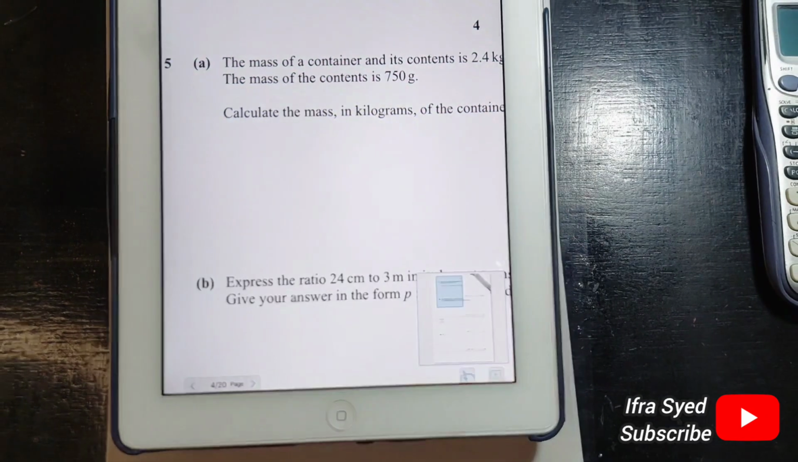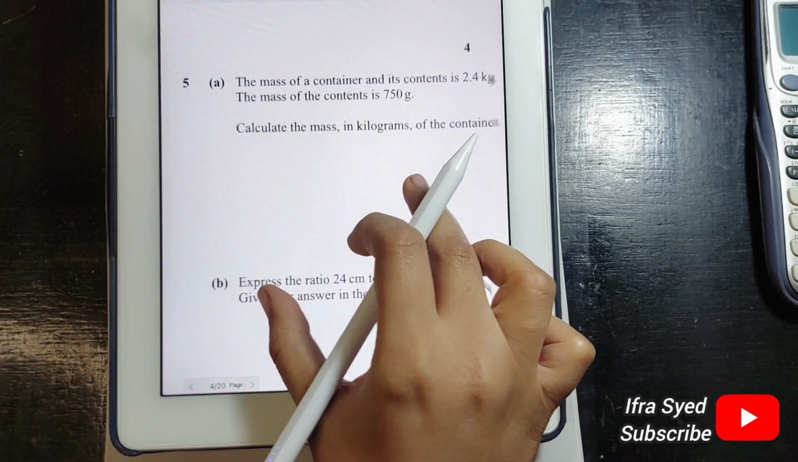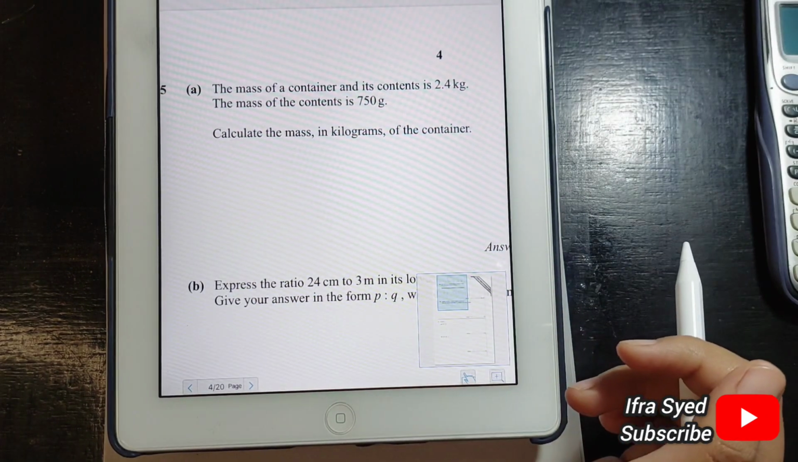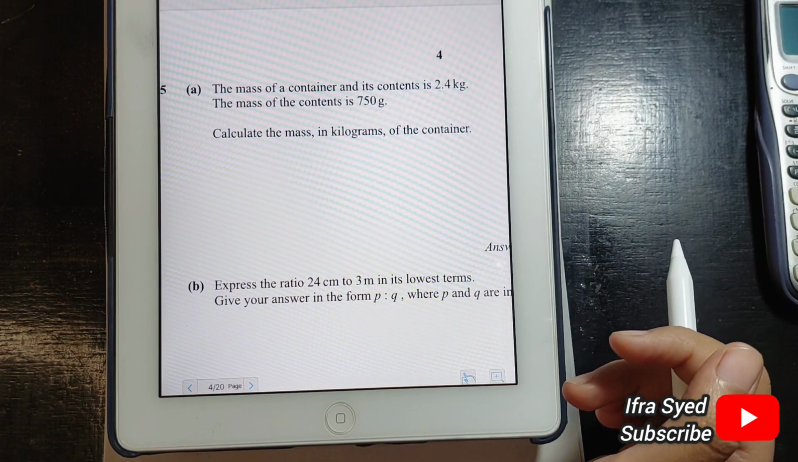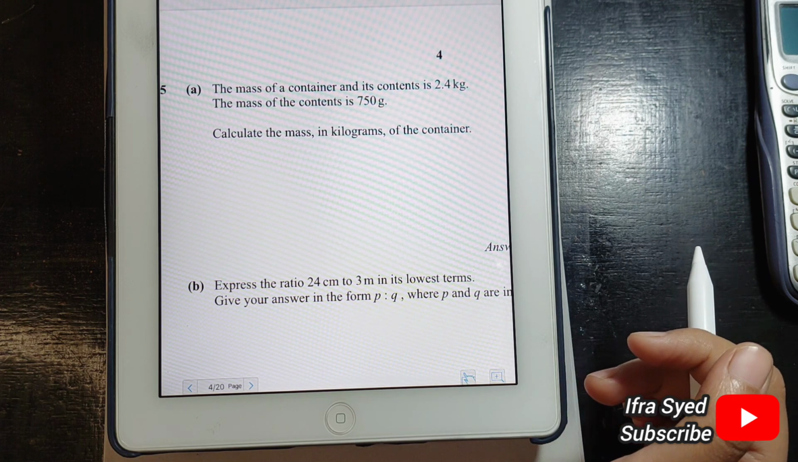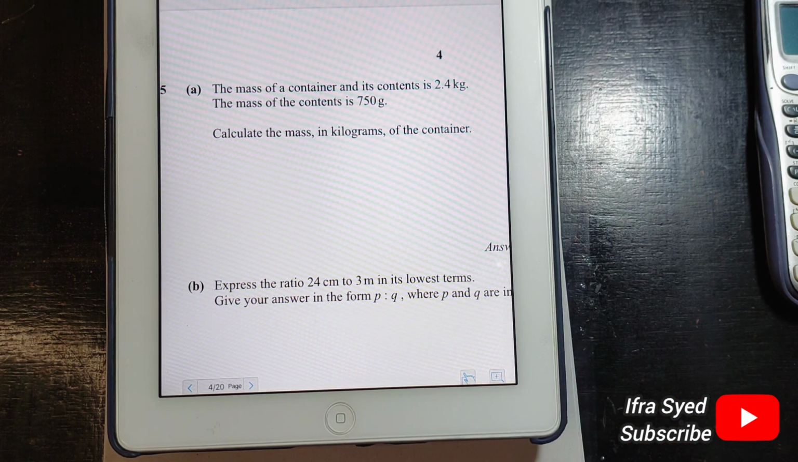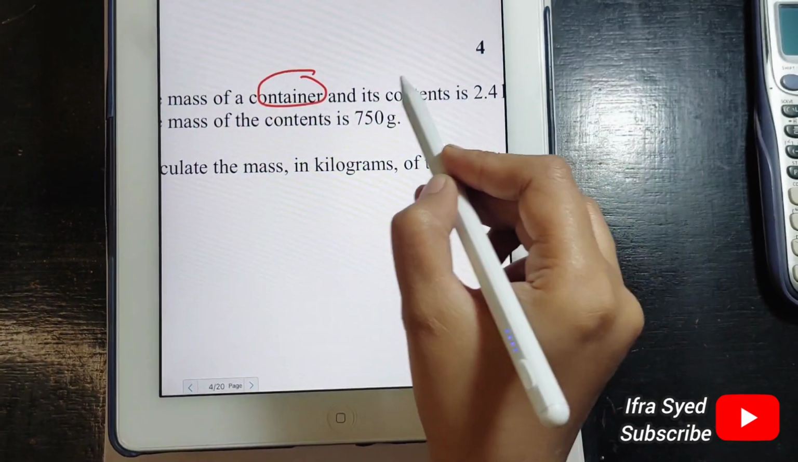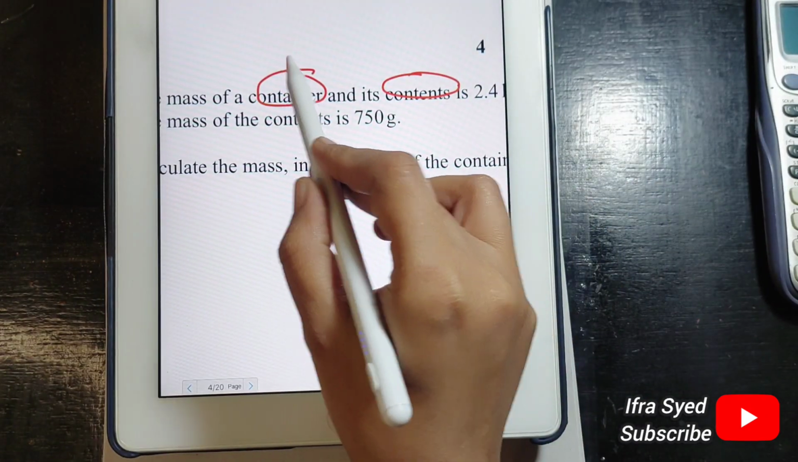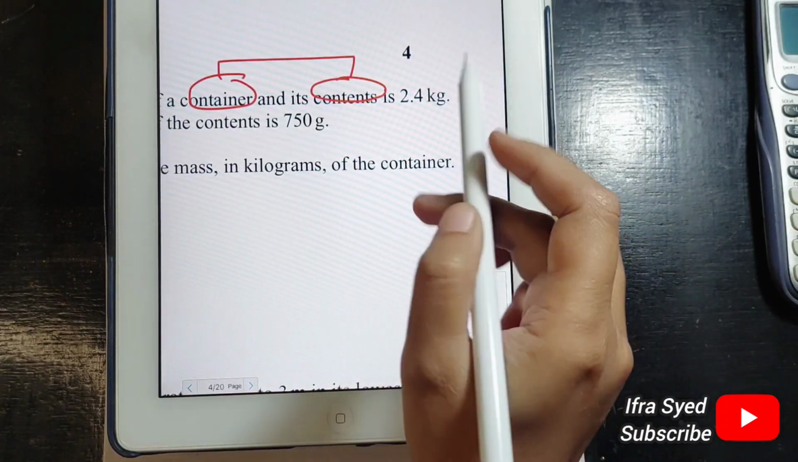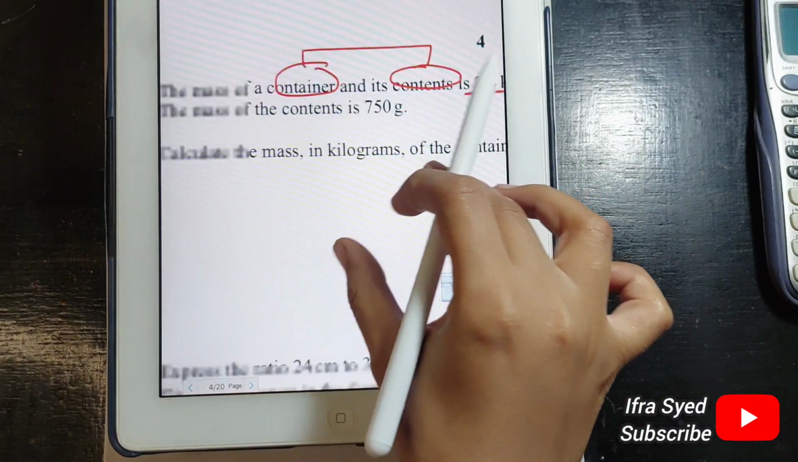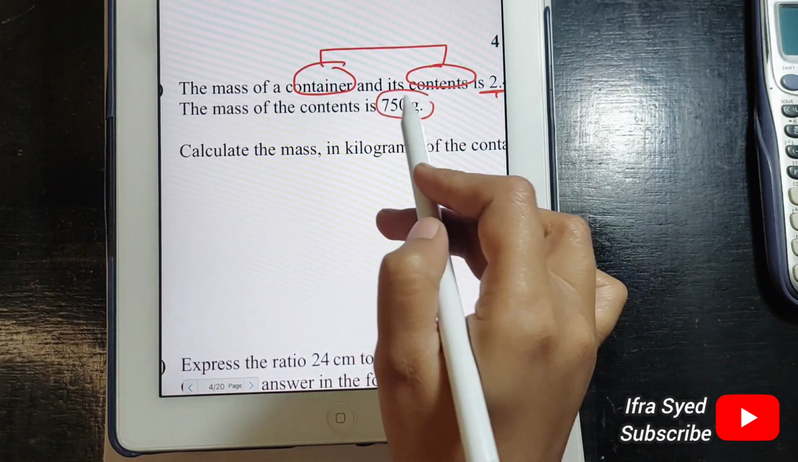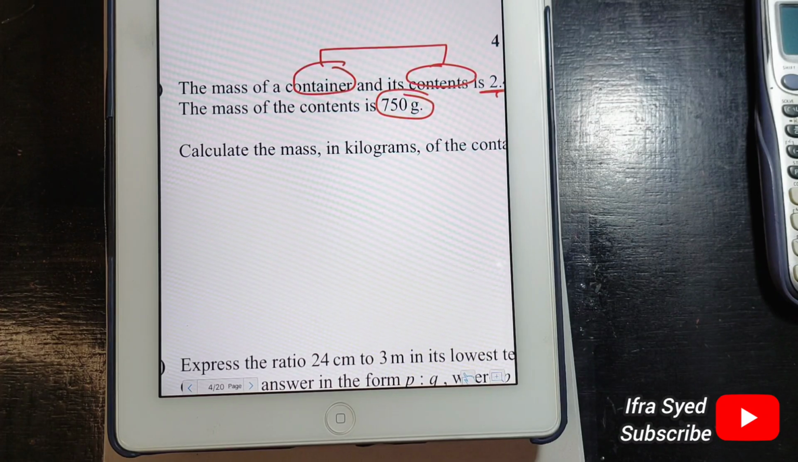The next question is question number 5, and in question number 5 it is written that the mass of container and its content is 2.4 kg. The mass of content is 750 gram. Calculate the mass in kilogram of the container. So it is written that the mass of container and the content, the mass of these two is equal to 2.4 kg, and the mass of content is 750 gram.